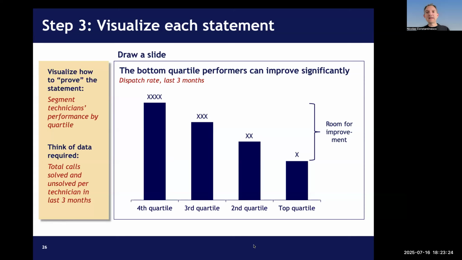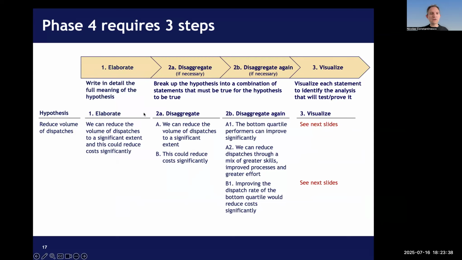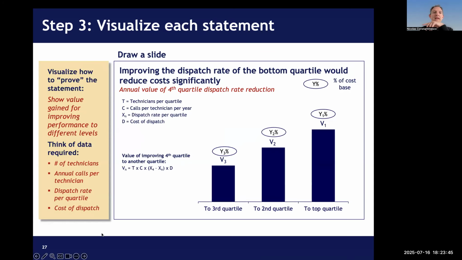And so that's statement A1, right? Now, if you remember, statement A2 was, sorry, that is statement A1. And then we can say, assuming that we were able to make those improvements, we can already calculate the potential value of this in terms of money.